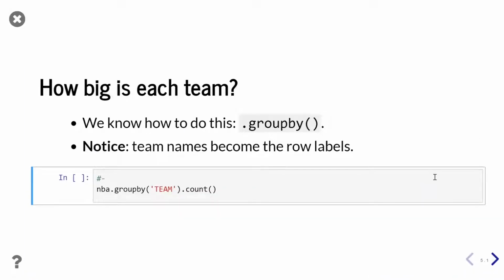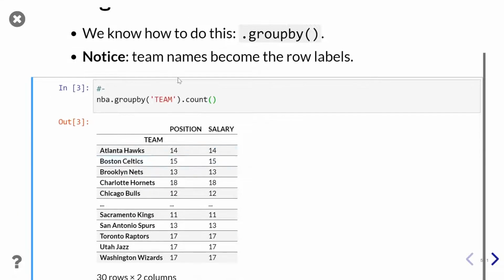So how big is each team? This is something that we would use group by for. And again, the way that I'm tipped off to know that a group by is the right thing to use here is that the question is asking something about each team. If I see the word each, I immediately think group by. Okay, so I'm going to group by team, and then I'm going to count how many rows are in each group, which will tell me how many players are on each team. So I'll group by team, and then I will apply the count aggregator, and I will get the number of players on each team.